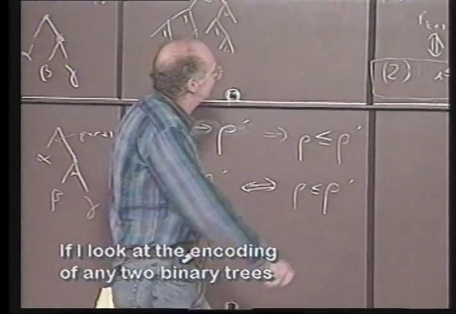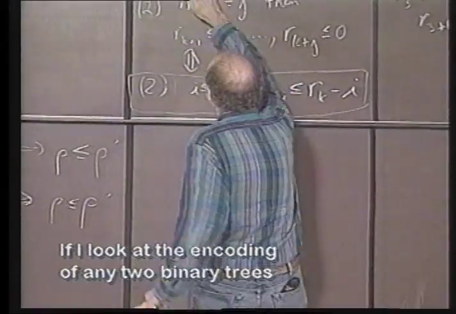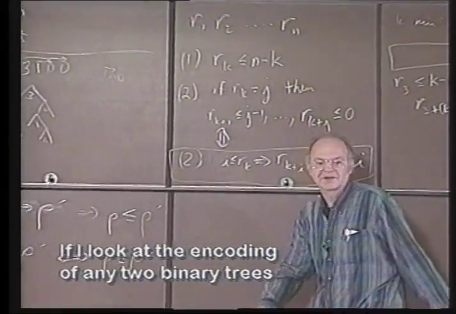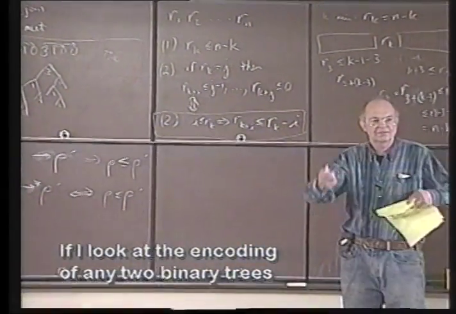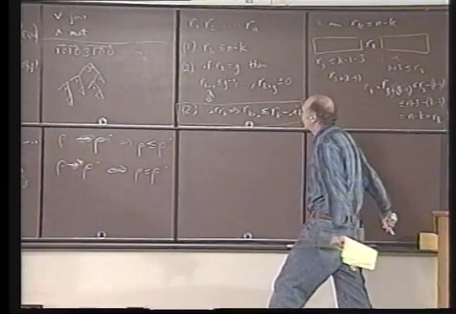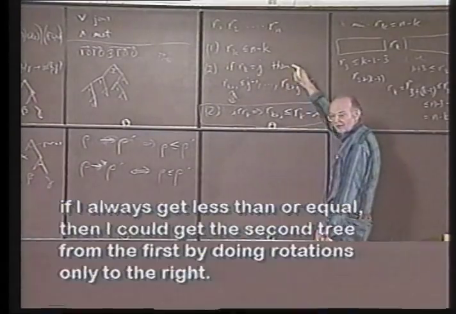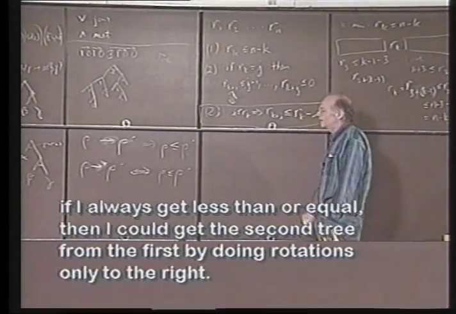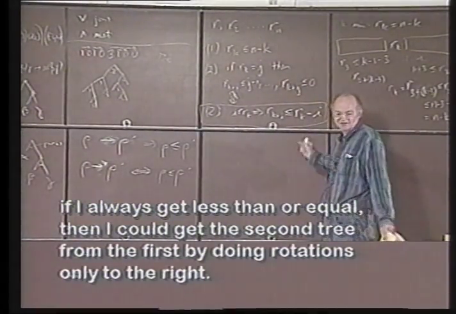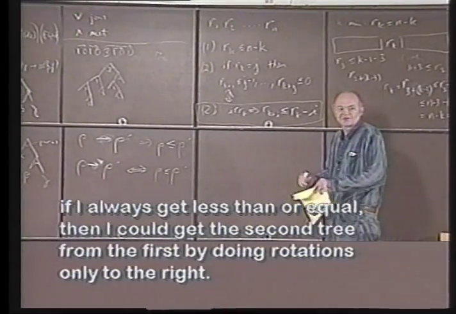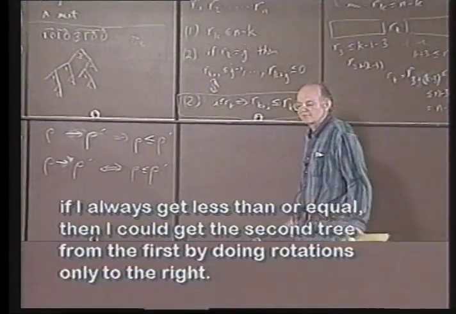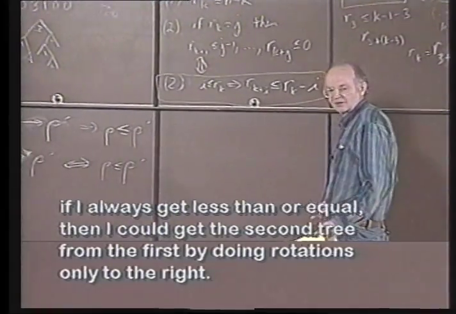So if I look at the encoding of any two binary trees and I compare them, I compare R1 to R1 prime, R2 to R2 prime, and so on. If I always get less than or equal, then I could get the second tree from the first by doing rotations only to the right. But if any one of them is less, I obviously couldn't.